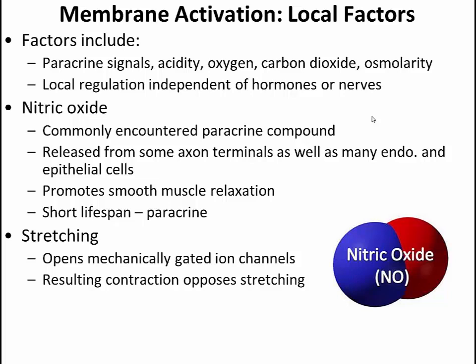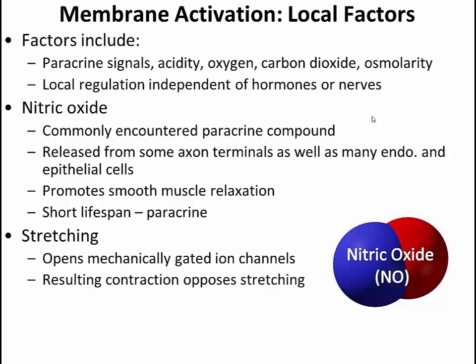The fourth factor that we want to talk about that leads to smooth muscle contraction are local factors. And so local factors include things like paracrine signals, changes in pH, changes in oxygen levels like we observe in the respiratory system, changes in carbon dioxide levels, also respiratory system, changes in osmolarity like we observe in the renal system. All of these factors lead to local changes in smooth muscle contraction state independent of any hormones or nerves.